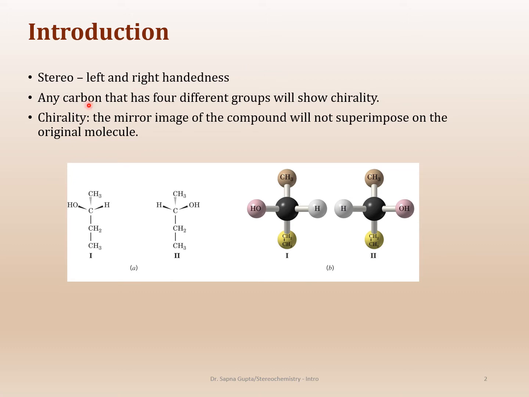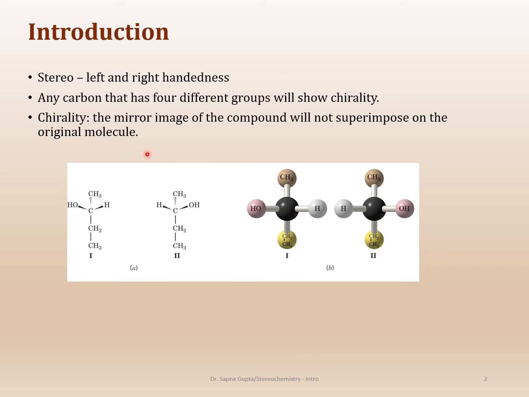This kind of issue arises when a carbon has four different groups, and that kind of carbon is going to show chirality. That's the property that it exhibits. Again, this is a property of any carbon that has four different groups. So what does it mean that it shows chirality?